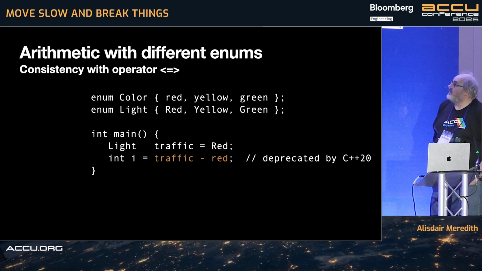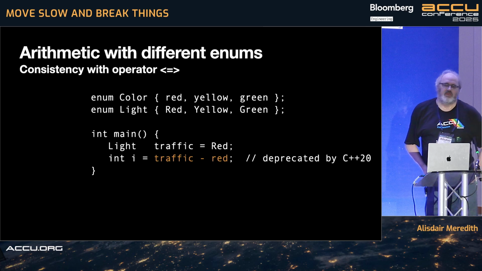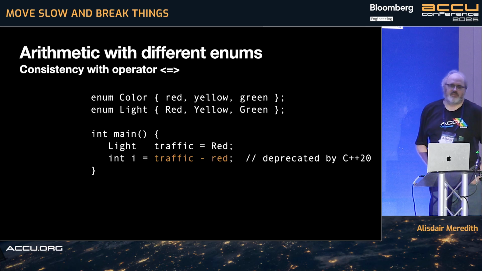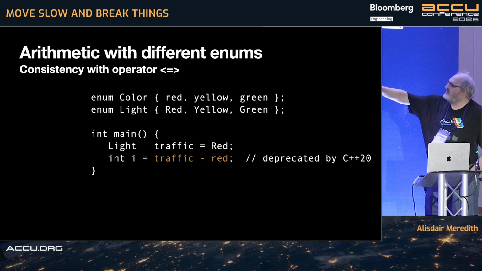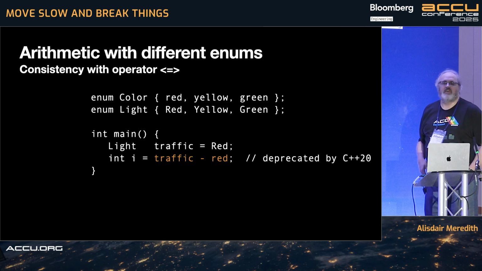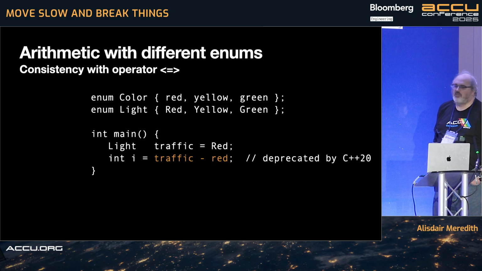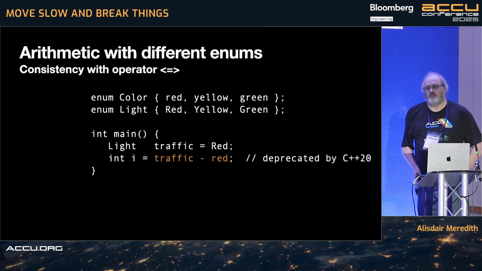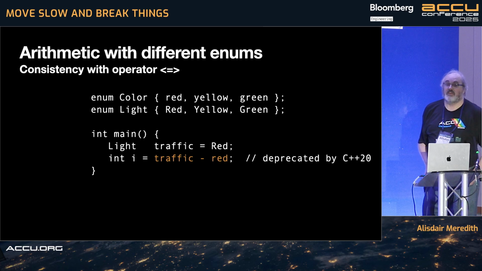And similarly, arithmetic with enumeration of a different type. Again, these enumerators, they're typed for a reason. So we're getting better at enforcing our strong type safety. If I'm trying to do arithmetic, minus, plus, multiplies, any of these operations, and the enumerations are of different type, that will now become a diagnosable error. I'm breaking your code.